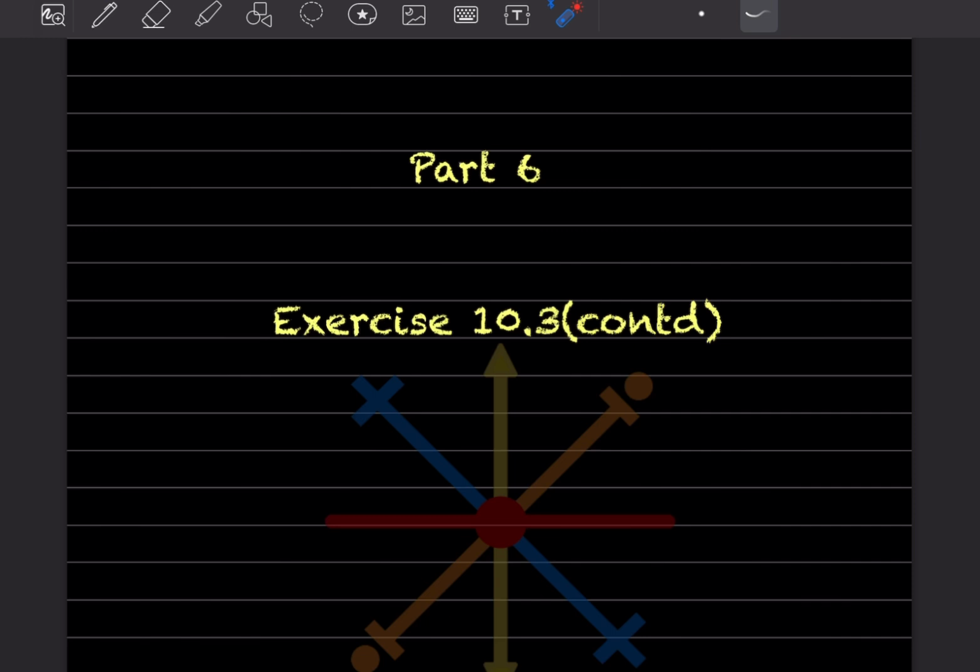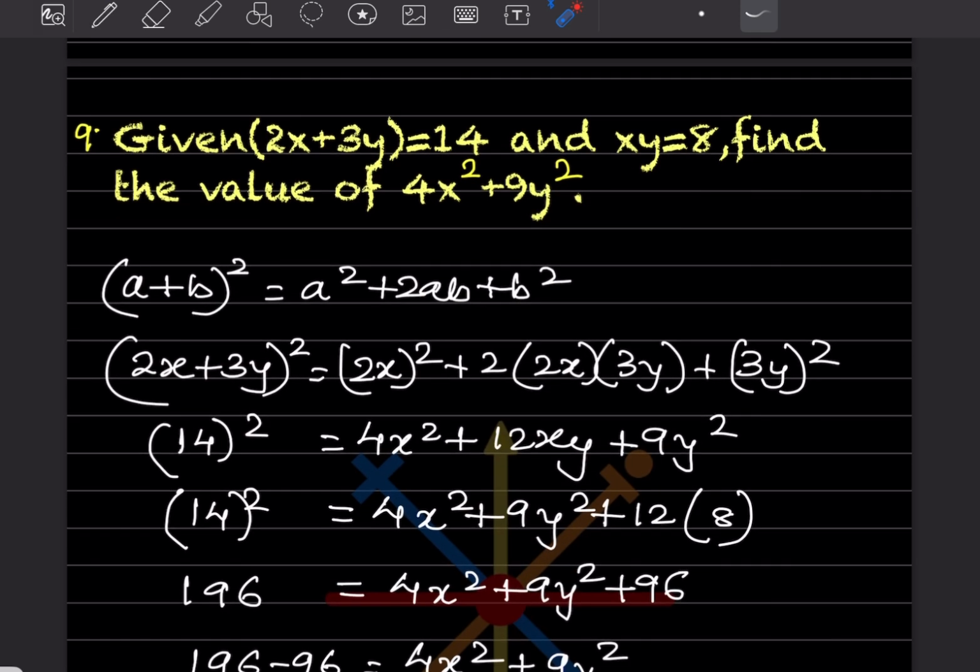So today we'll do part 6 and we'll continue with exercise 10.3, because this exercise is a big one. The previous exercise was also a continuation. Here it's given 2x plus 3y is equal to 14 and xy is equal to 8. You have to find the value of 4x square plus 9y square.